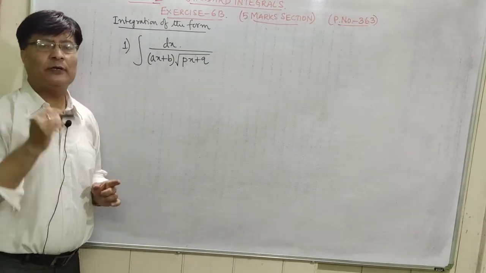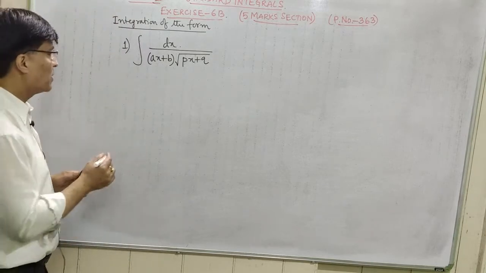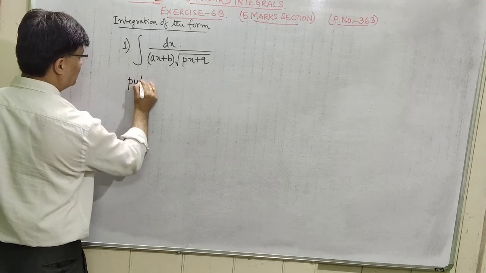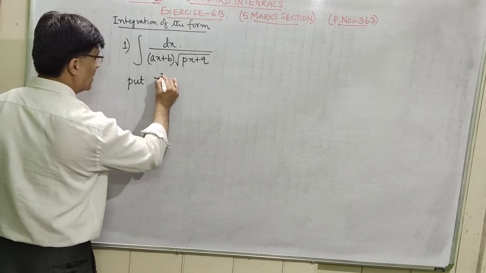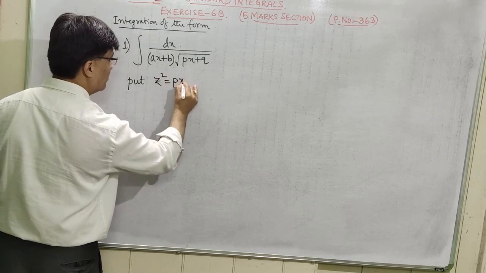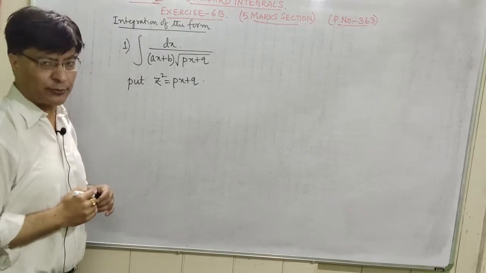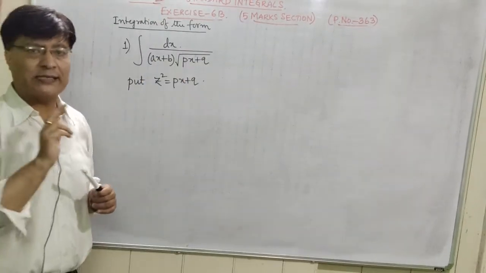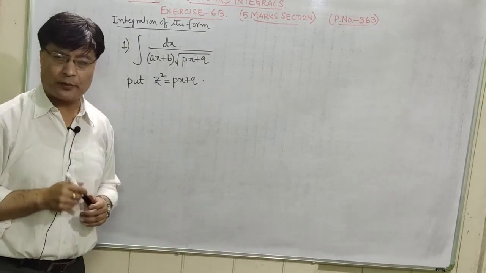So if you have such type of integration, what is the method for integrating it? The method is, you always put the expression under the square root as z square, that is z square is equal to px plus q. Whenever you have such type of expression, we always assume the expression under the square root as z square.